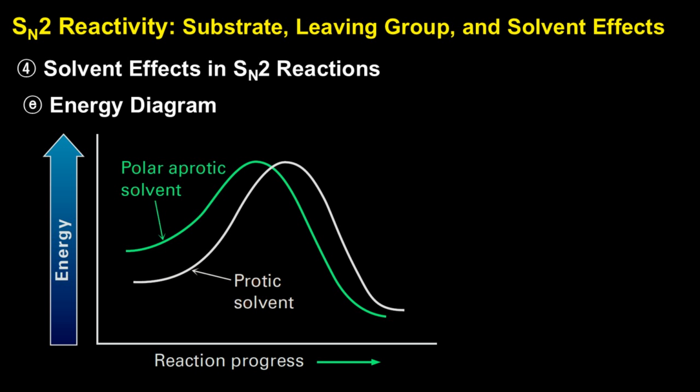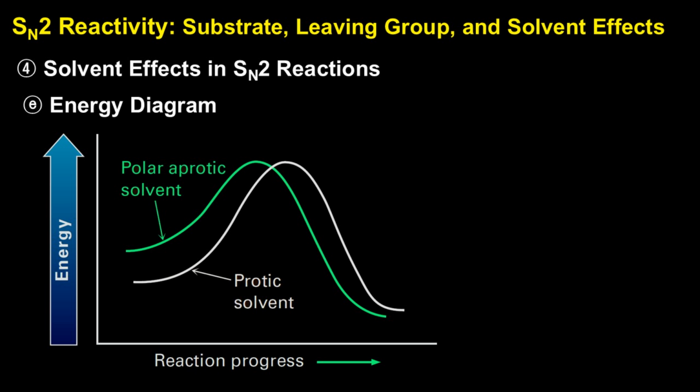Let's take a look at this energy diagram to see how solvents affect SN2 reactions. The key difference? Activation energy. In polar protic solvents, strong hydrogen bonding stabilizes the nucleophile. That makes it less reactive and raises the energy barrier. But in polar aprotic solvents, there's little solvation. The nucleophile stays free and reactive, so the activation energy drops and the reaction speeds up. Bottom line? Polar aprotic solvents lower the barrier and help SN2 reactions run faster and smoother.